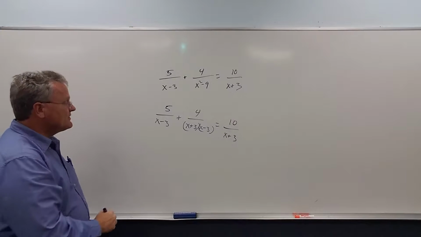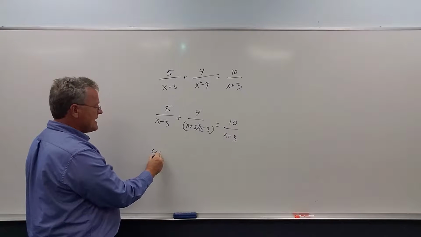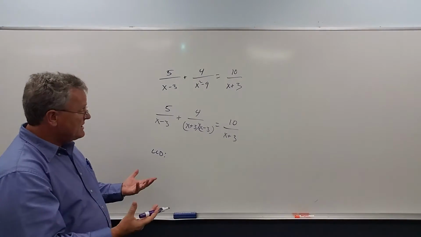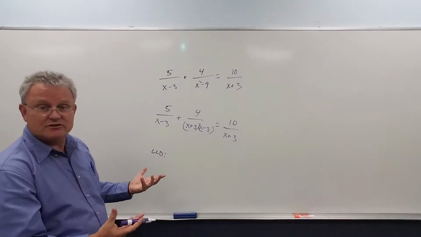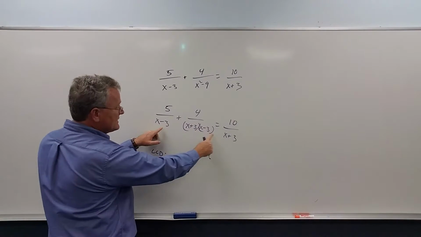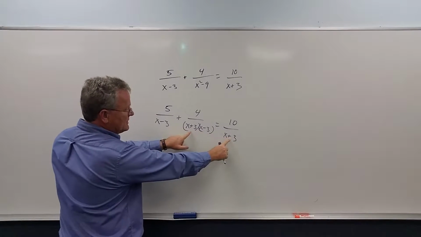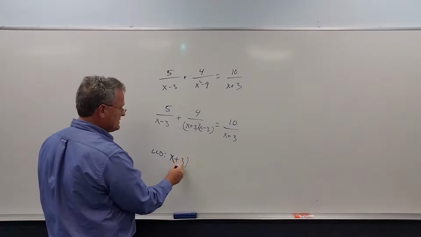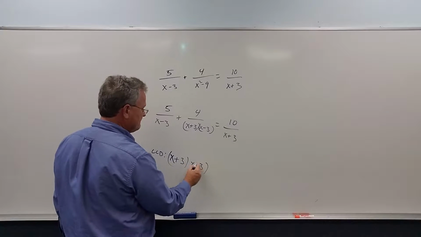So now we've got to figure out what is the least common denominator. Well, we did this in an earlier video. Basically, we just got to write down all the factors we see. We see an x minus 3 and an x plus 3. That's your LCD: x plus 3, x minus 3.